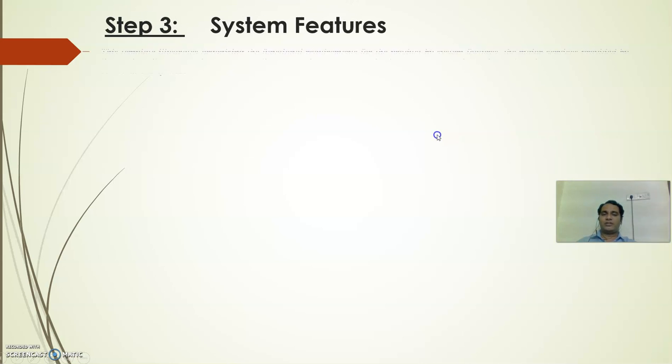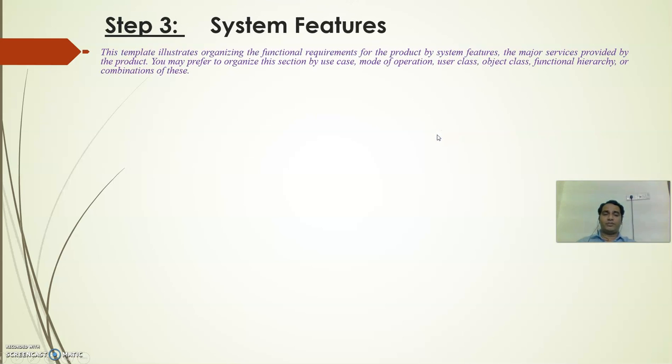Then we have system features. Now this system features section is very important. We will have the functional requirements and non-functional requirements categories. This template illustrates organizing the functional requirements for the product by system features, the major services provided by the product. You may prefer to organize this section by use case, mode of operation, user class, object class, functional hierarchy, or a combination of these. Anything can be used.